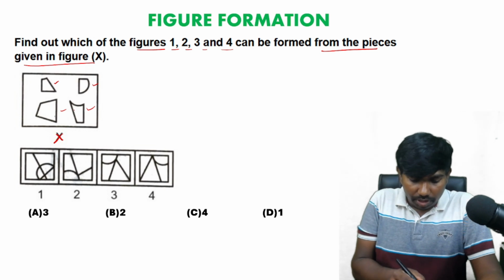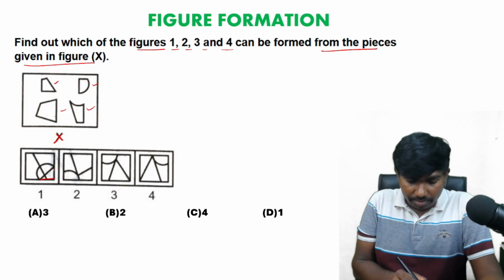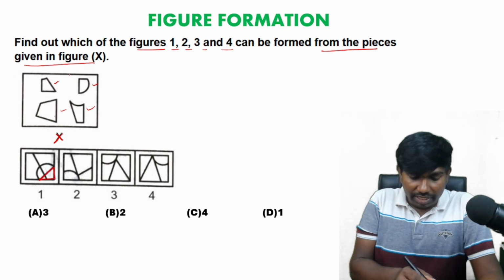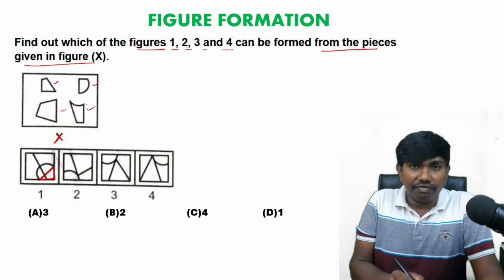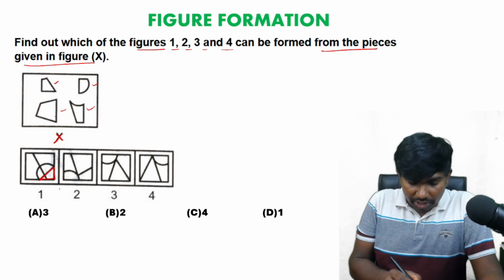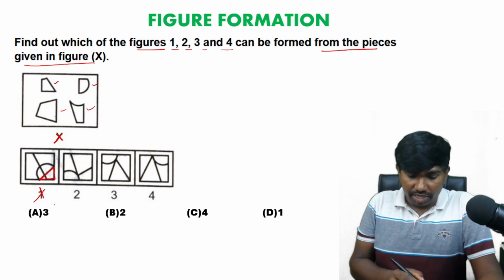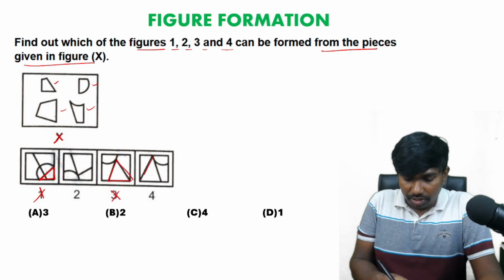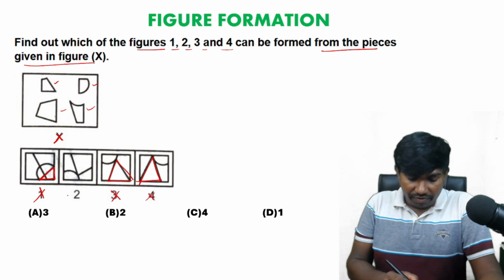See the first diagram. There is a triangle here. Is there any triangle given in the pieces? No, that means it cannot be. We cannot make this diagram. And even here also there is a triangle. This cannot be formed. And even here also there is a triangle. It cannot be formed. Then no need to verify the leftover option. That must be the answer. So figure 2 is the answer.